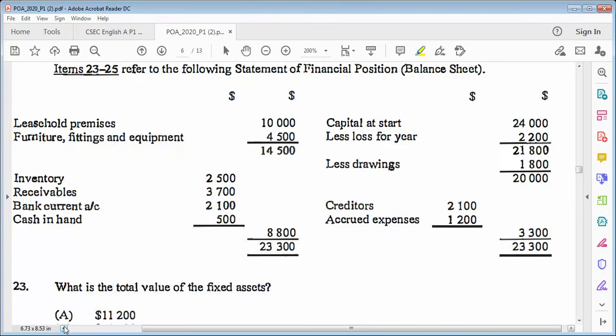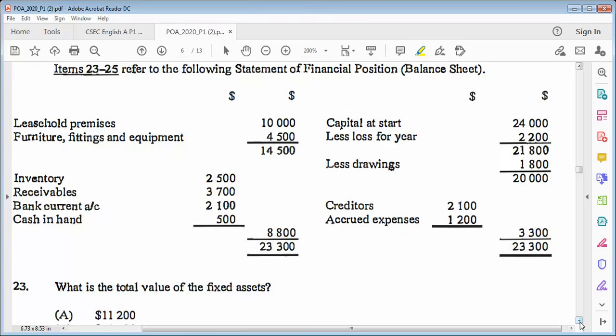We have capital at start, $24,000. Less loss for the year, $2,200. When we take that away, we have $21,800. Less drawings, $1,800, gives $20,000. We have creditors, $2,100, accrued expenses, $1,200, and that is a total of $3,300. When we add that, we get $23,300. So now, let's look at question 23.